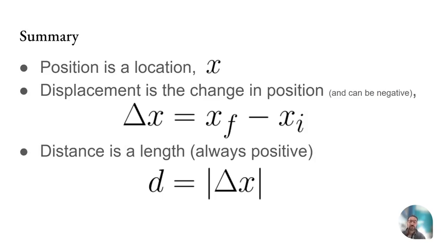Summary: position is a location. We use the variable x typically to represent that location. Displacement is a change in position, which is always the final position minus the initial position. And lastly, distance is a length. It's always positive, and you can think of it like the absolute value of all the displacements along the way.